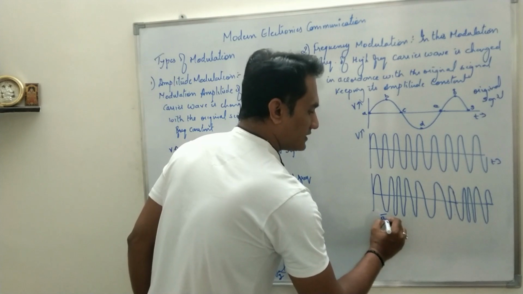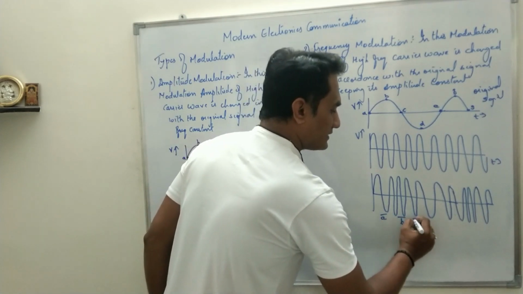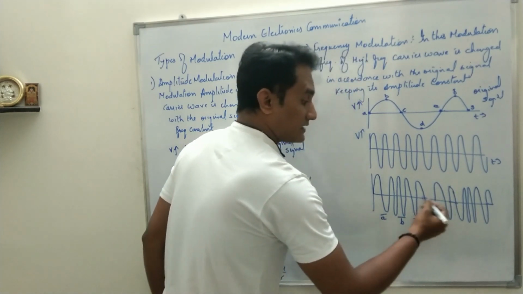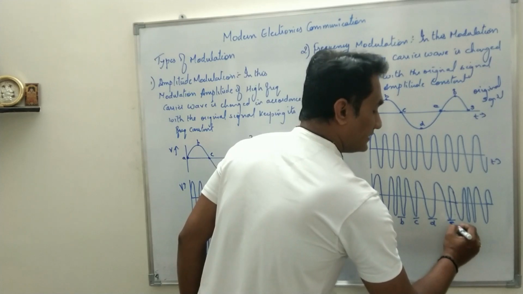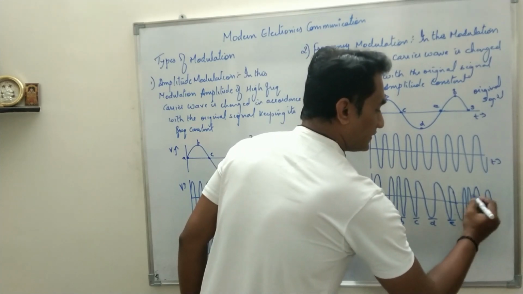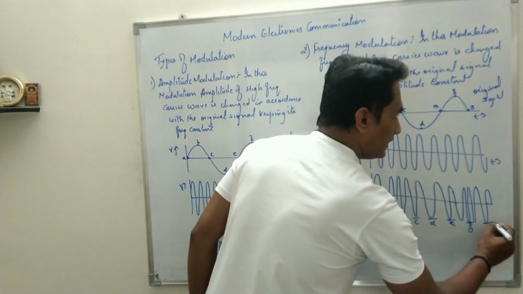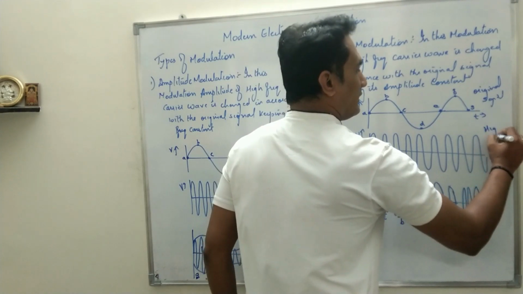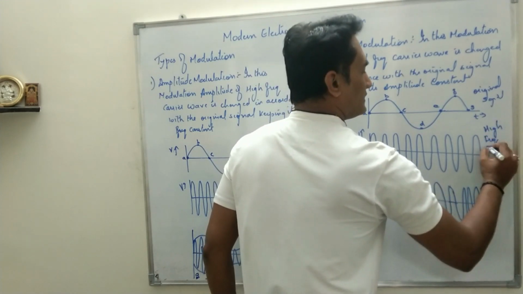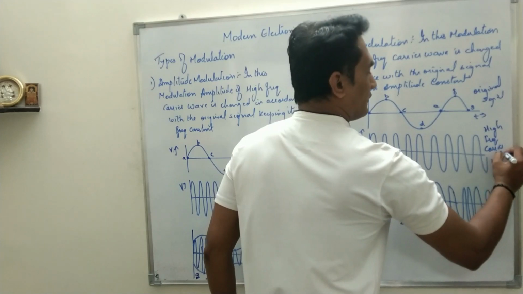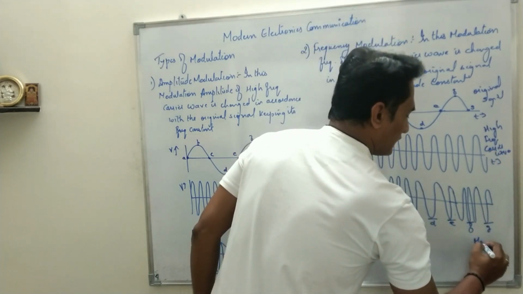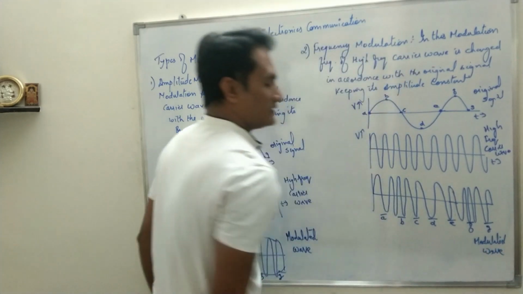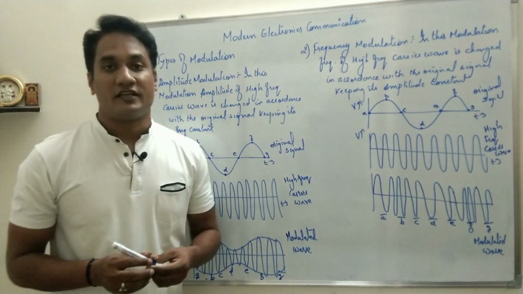At A the frequency is same, at B frequency increases, at C again it becomes same, at D the frequency is decreased, that means time period will increase, at E again it becomes constant, at F the frequency will again increase because of the positive peak, and at G it will again come to constant. So this is your high frequency carrier wave, and this is the modulated wave. So this is frequency modulation.